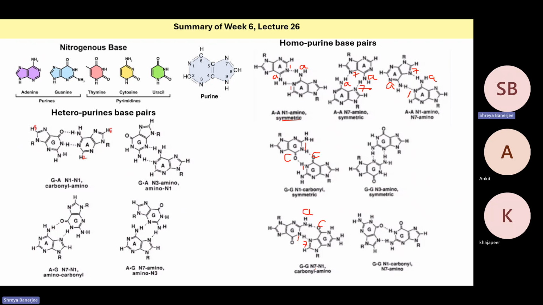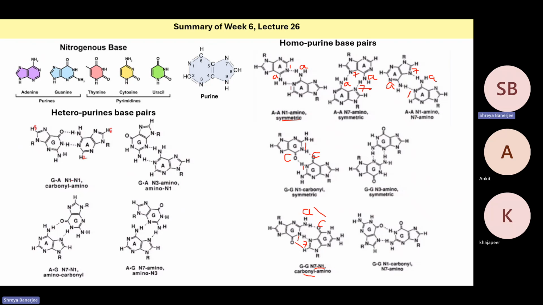So you can see the name here. It is N1 bonding to N7. That is what is here. And carbonyl bonding to amino. So basically the names are all based on what kind of hydrogen bonds are forming. So these are all homopurine base pairs where both the purines are the same. So it's AA or GG. You can also have heteropurine base pairs where the two purines that are binding are different. Since you only have two purines anyway, the heteropurine base pair can only be GA or AG. But here also the naming is similar.